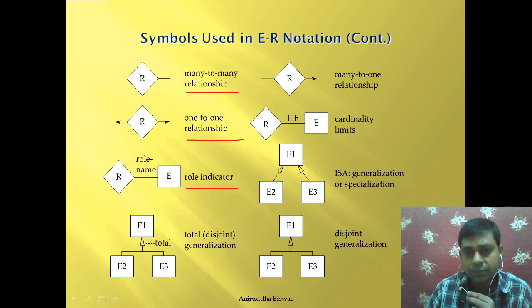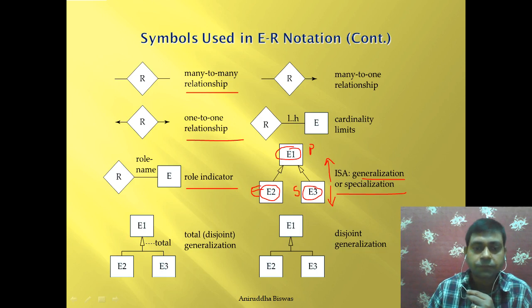Now there is something called ISA relationship or generalization, like this is a student, this is an employee, and this is person. Okay, so student is a person, employee is a person, so this is an ISA relationship, and we can call it as generalization or specialization. The downward is the specialization and upward is the generalization. This is person, this is, let's say, employee, and this is student.